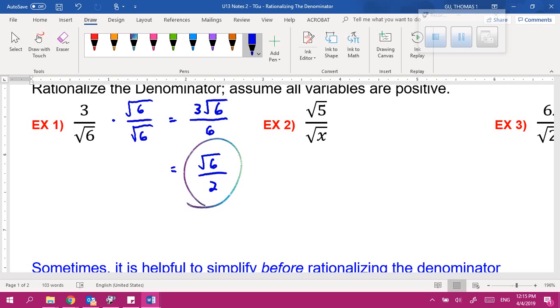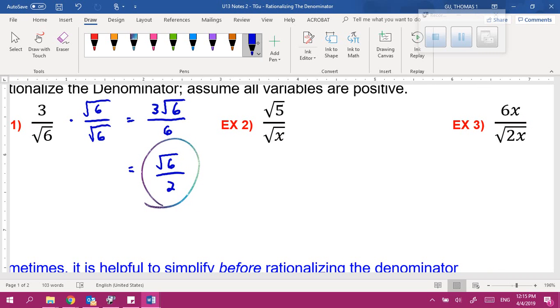On the second example, what do I do to get rid of the square root on the bottom? Times what? Just x? Square root of x, right? Don't forget the square root. And if I multiply the top and the bottom by square root of x, what's on top now? Square root of 5x. Do not forget the square root. What's on the bottom though? X. That's right. And that's as simple as it gets right there. You can't reduce anymore. So that's it.